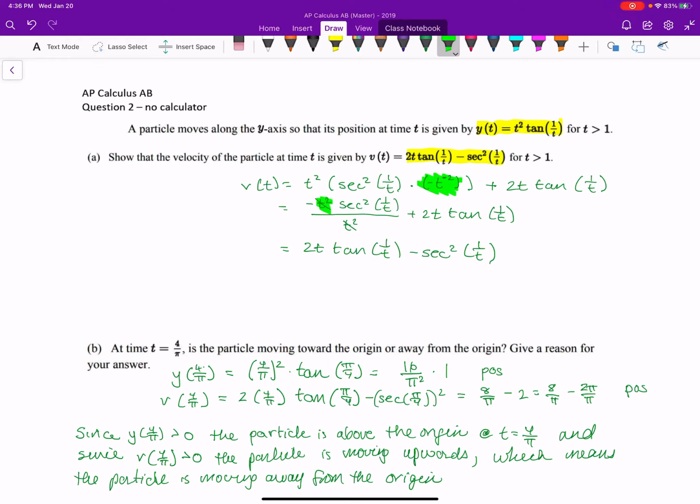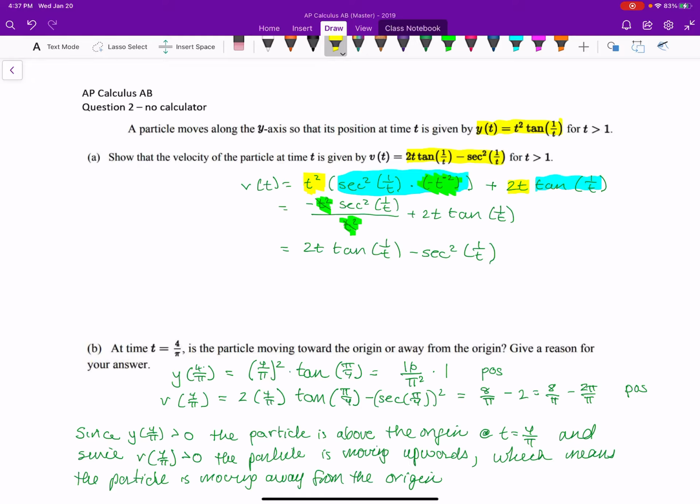The negative t or the t squares end up canceling each other out. We have the first, that was t squared, times the derivative of the second, that's all of this one, where the green part is the chain rule being used, and then the second times the derivative of the first here. Then do a little simplification, and we've shown that v of t is equal to what they wanted.